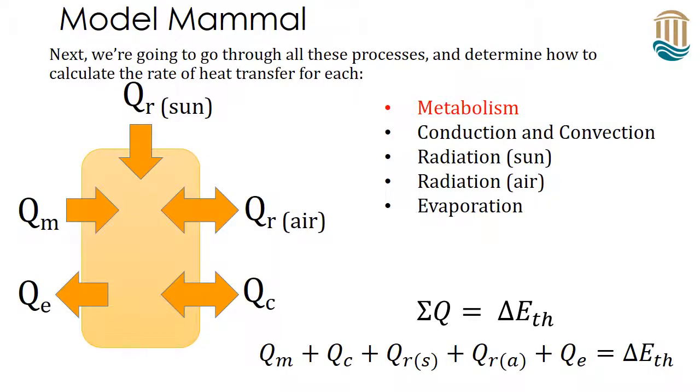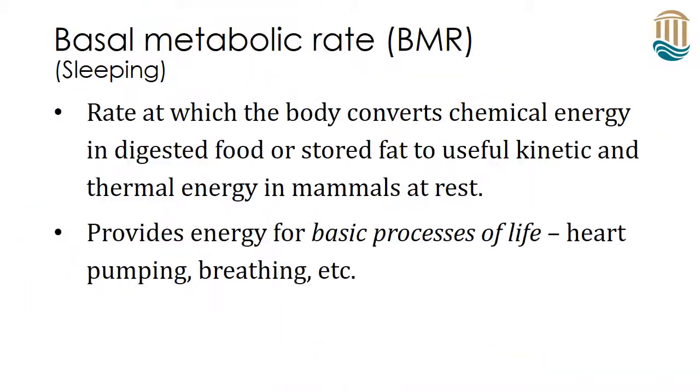The first process that we'll look at is metabolism, which is the rate at which the body converts chemical energy from digested food or stored fat to useful kinetic and thermal energy. Mammals have what's known as a basal metabolic rate, sort of a base or lowest rate possible. This basal metabolic rate provides the energy for the basic processes of life, such as breathing or pumping blood.